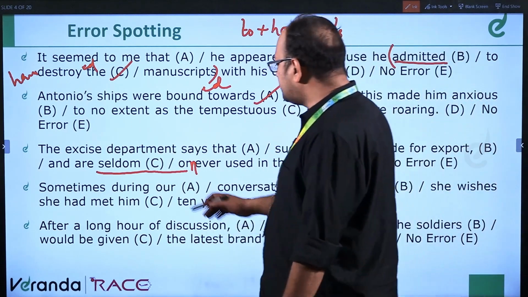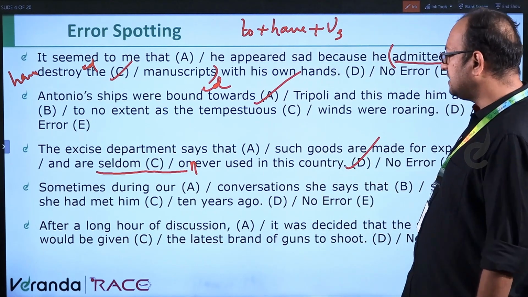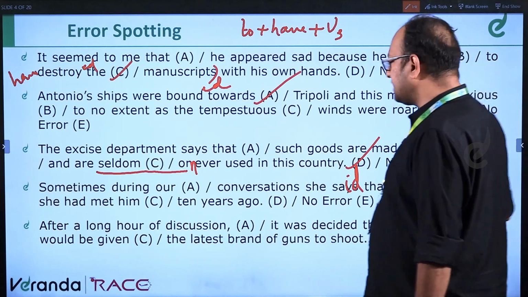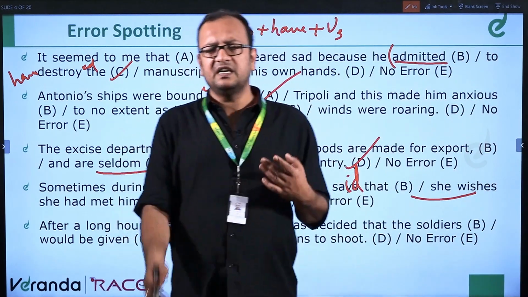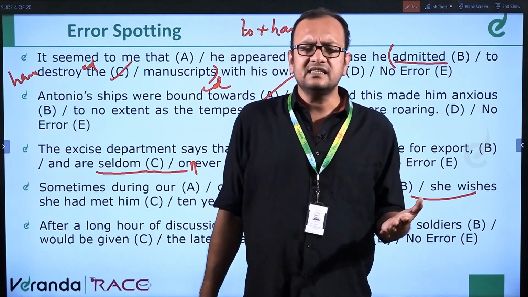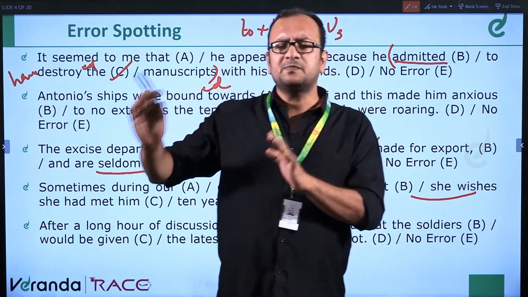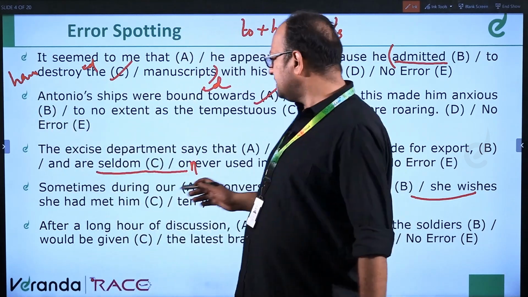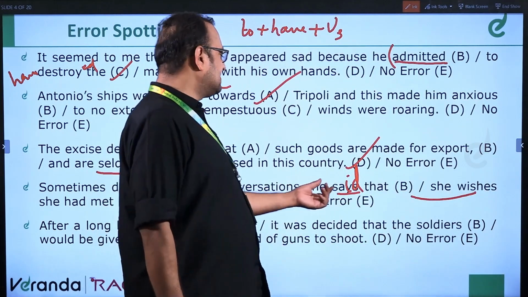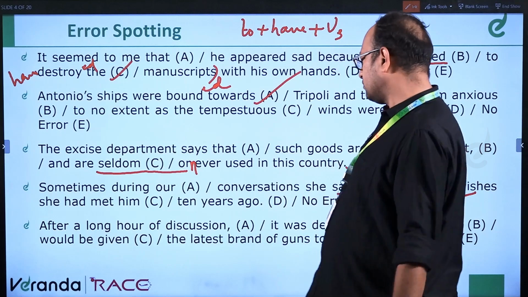Clear? Okay. Sometimes during our conversations, she says that she wishes she had met him 10 years ago. See, it should be she said that. Otherwise, in C, every part is correct. When we say, it's a kind of conditional statement. I wish I had taken literature when I was in college. She says she had met him 10 years ago. So, she says, it should be simple present, rest part is past perfect and then simple past. Otherwise, this should be converted into said. Sometimes during our conversations, she said that she wishes she had met him 10 years ago. That will be the correct answer.